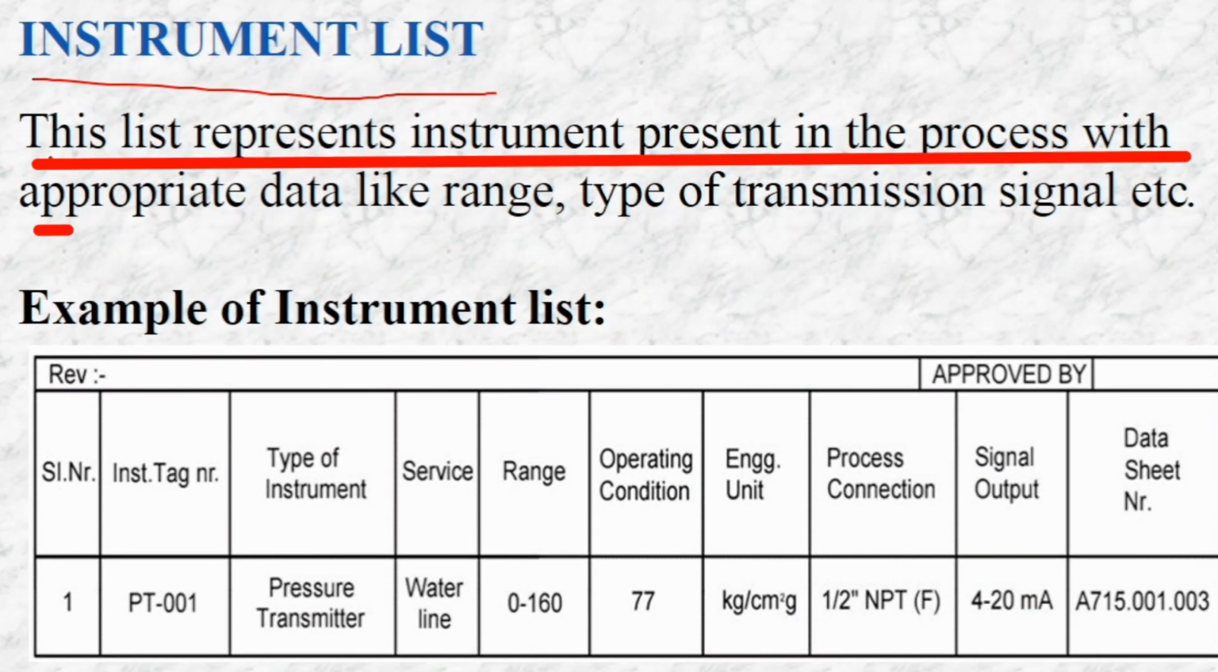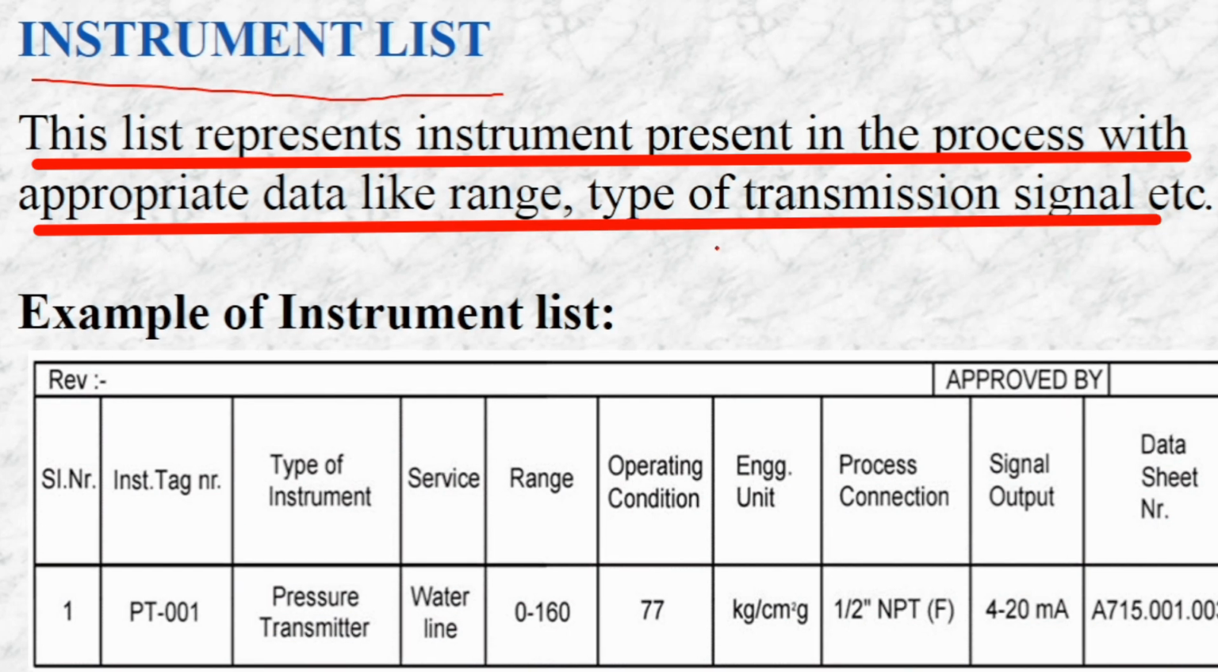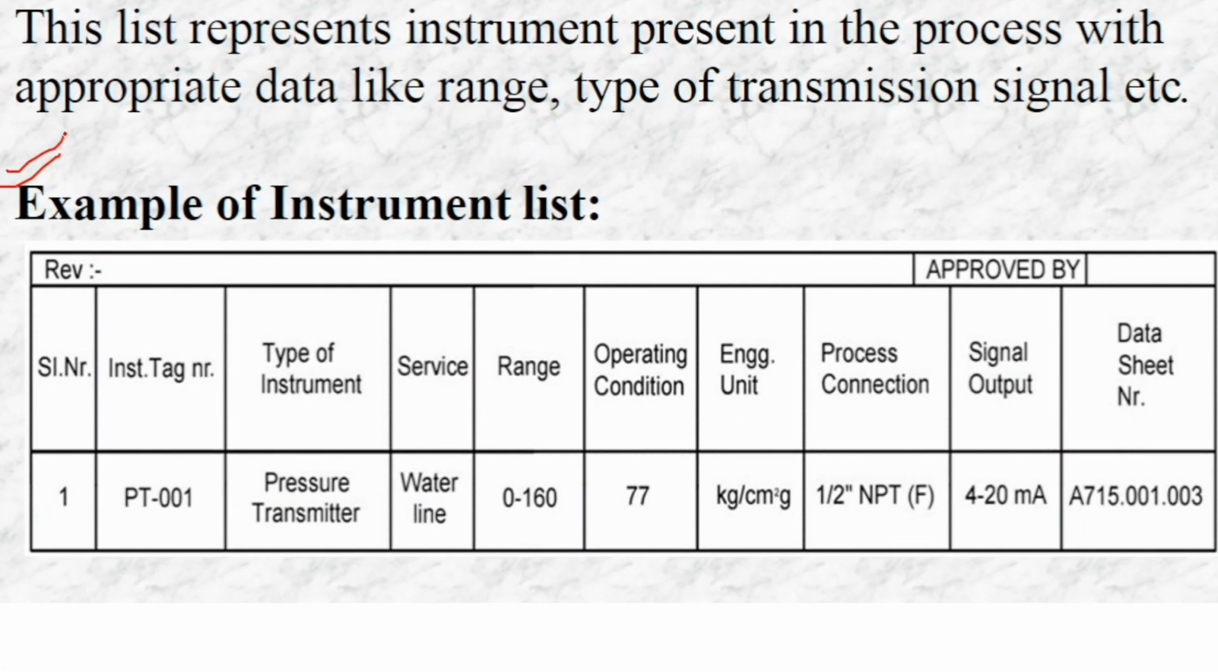This list represents the instruments present in the process with appropriate data, like range and type of transmission signal. See, this is an example of the instrument list. Serial number, instrument tag number, type of instrument, service, range, operating condition, engineering units, and process connection will be written. All these things you are going to learn.